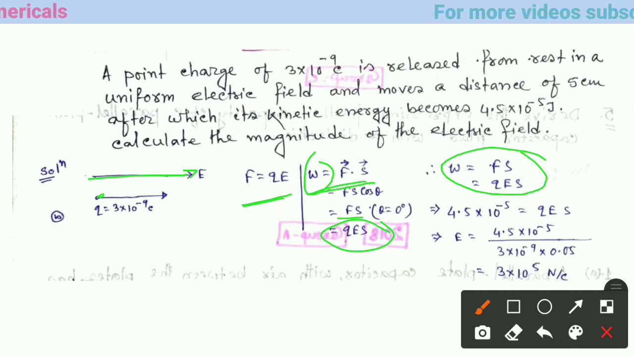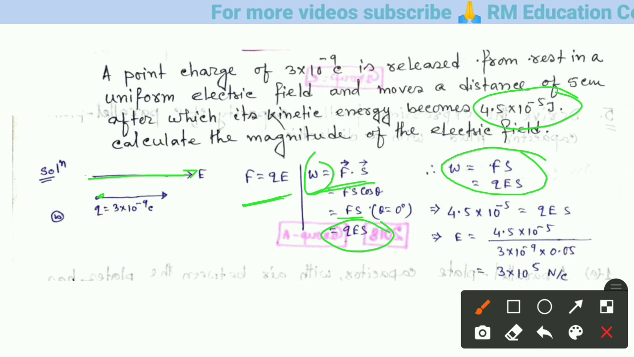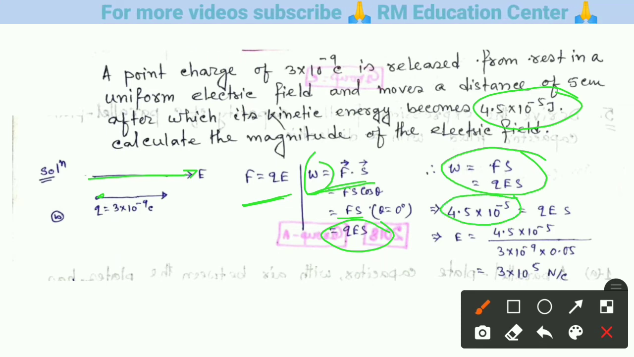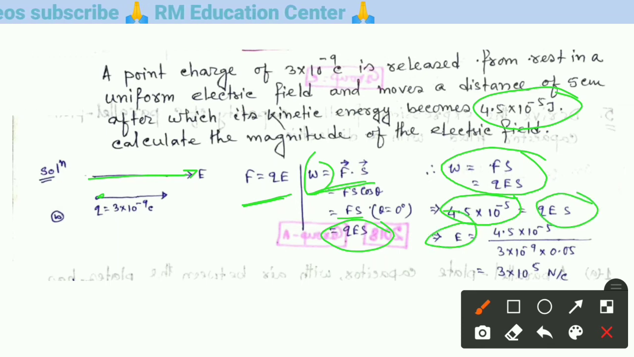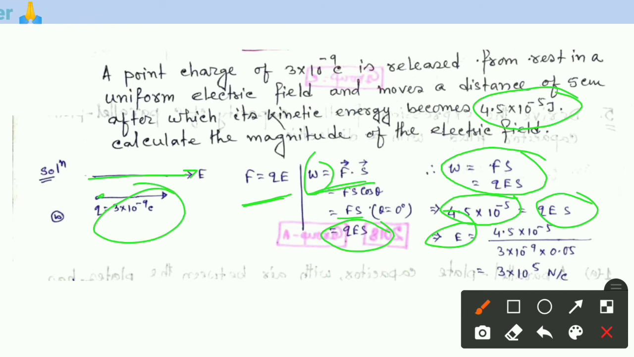Now W is the energy. Energy is given in the question, which is 4.5 into 10 to the power minus 5 joule. Now put the value of the energy, which equals qEs. Now E equals 4.5 into 10 to the power minus 5 divided by q into s. q is 3 into 10 to the minus 9, and s means the displacement, which is also given in the question, 5 centimeter. So in meter it will be 0.05. So the final answer will be 3 into 10 to the power 5 Newton per coulomb.